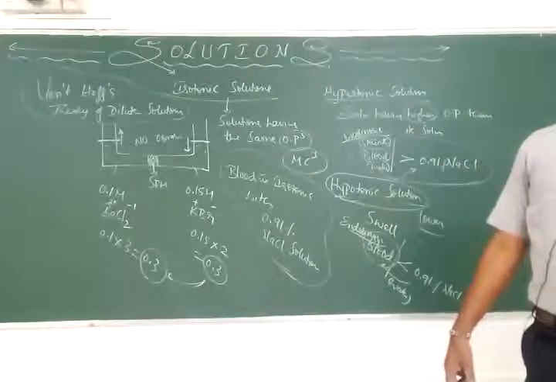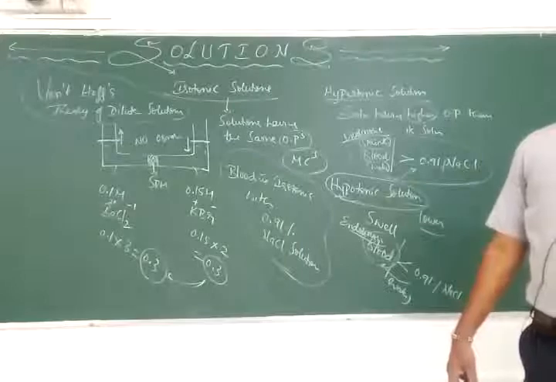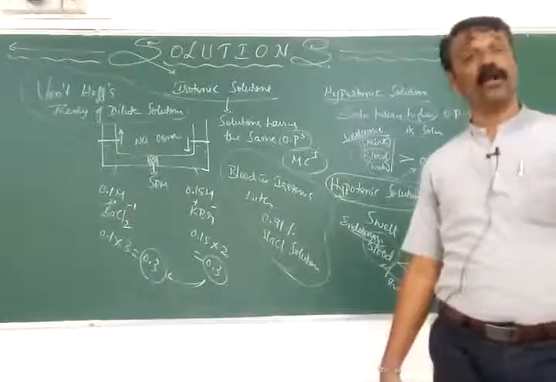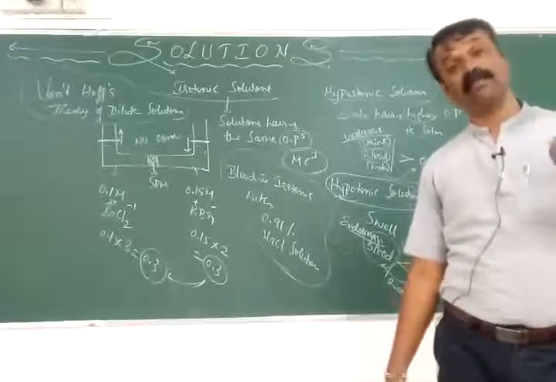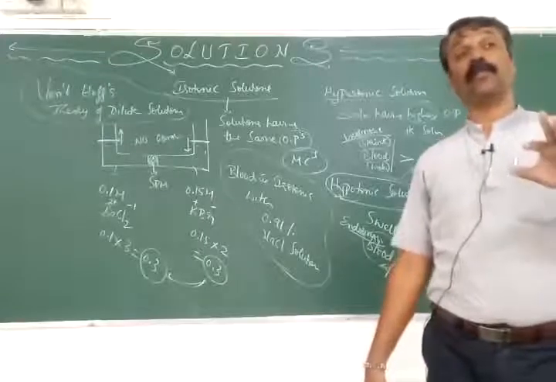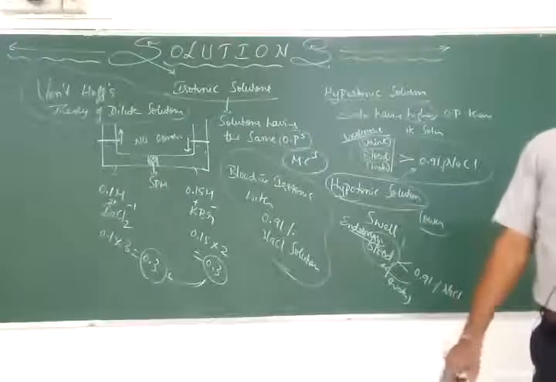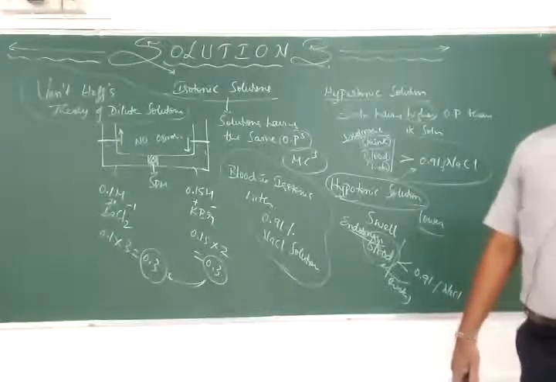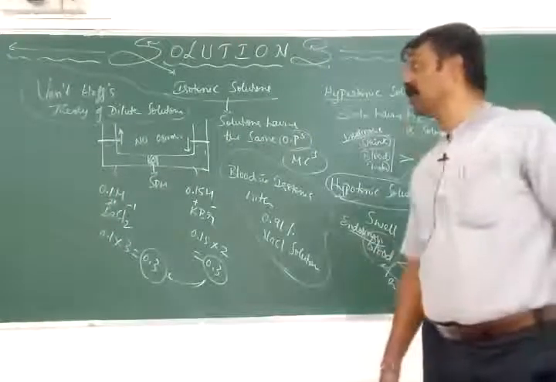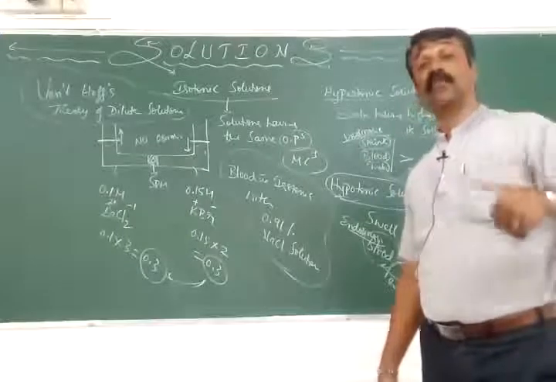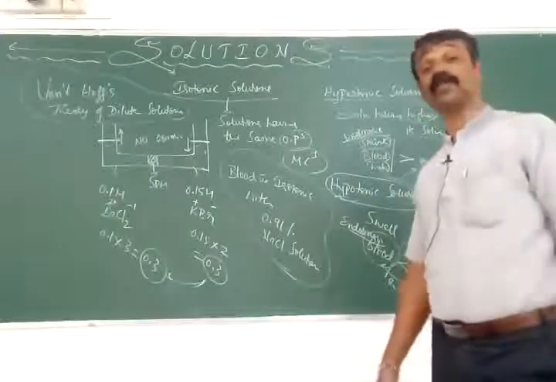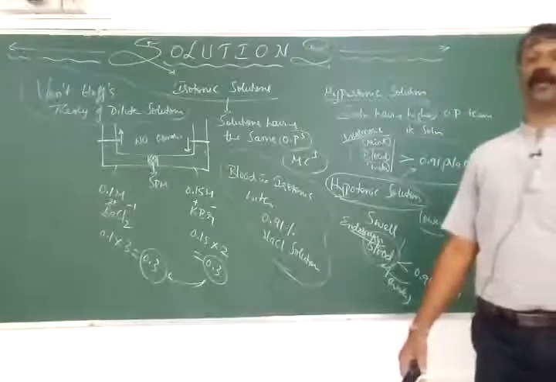By the graphical representation of elevation of boiling point, we proved that it is a colligative property. Similarly, with the graphical representation, depression of freezing point is also a colligative property. But with the help of one theory, Van 't Hoff's theory of dilute solutions, we prove that osmotic pressure is an example of a colligative property.